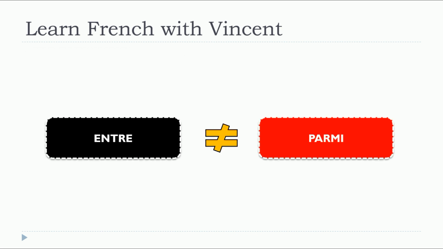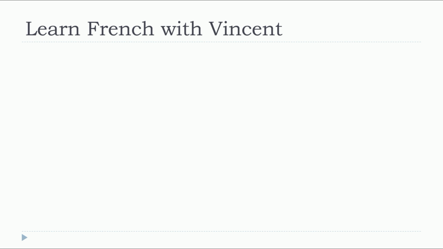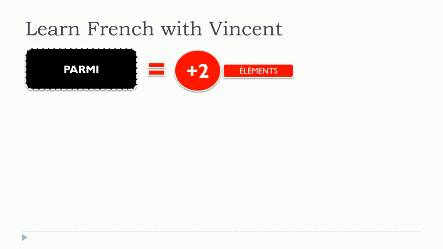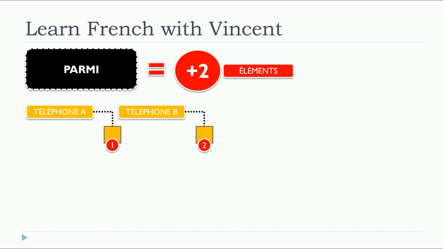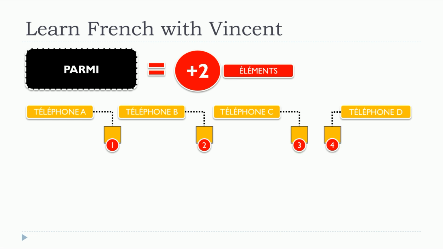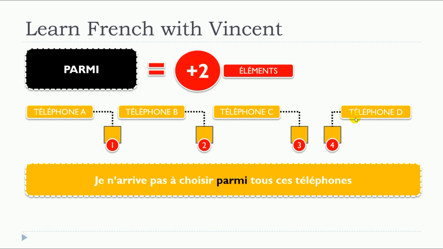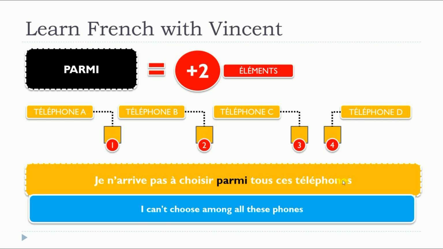And so let's have a look now at parmi. Parmi, the important thing is that it will be more than two. More than two elements, more than two persons, more than two things. So téléphone A, téléphone B, téléphone C, téléphone D. Je n'arrive pas à choisir parmi tous ces téléphones.